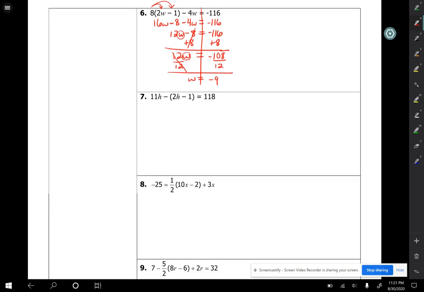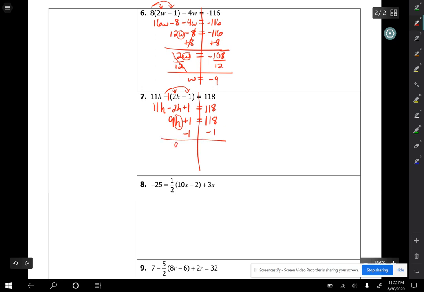All right, remember, technically, whenever there's just a minus or parentheses here, it's technically a negative 1. And we're going to distribute the negative 1 to the 2h and the minus 1. 11h minus 2h plus 1 equals 118. Combine like terms. 11h minus 2h is 9h plus 1 equals 118. Now that I've distributed and combined like terms, I can solve for h. Subtract 1 from both sides. 9h equals 117.